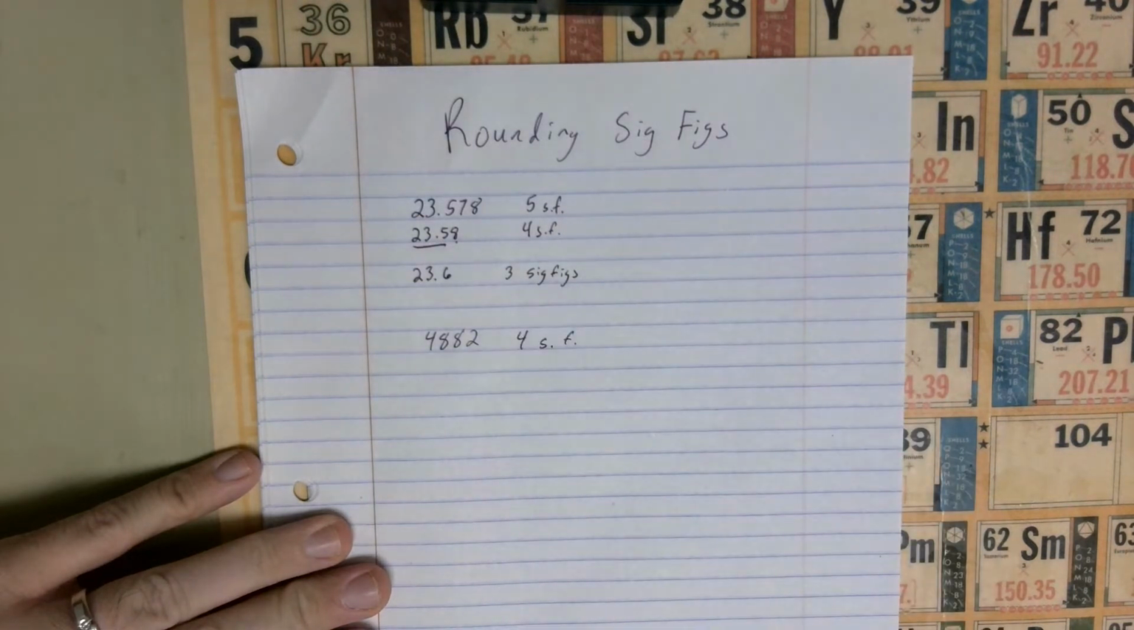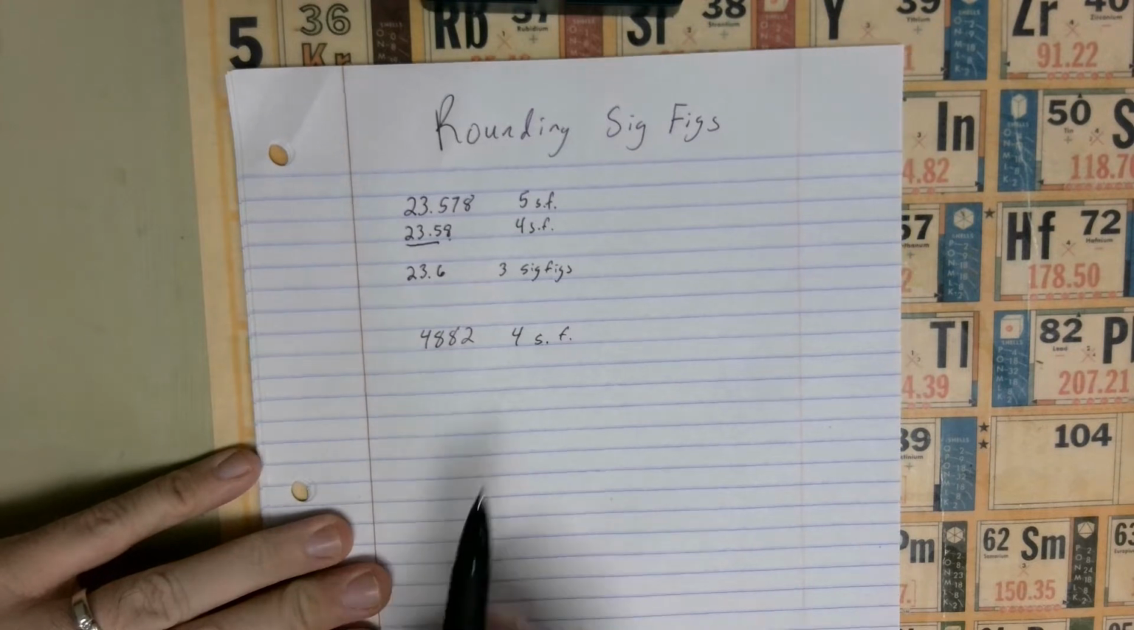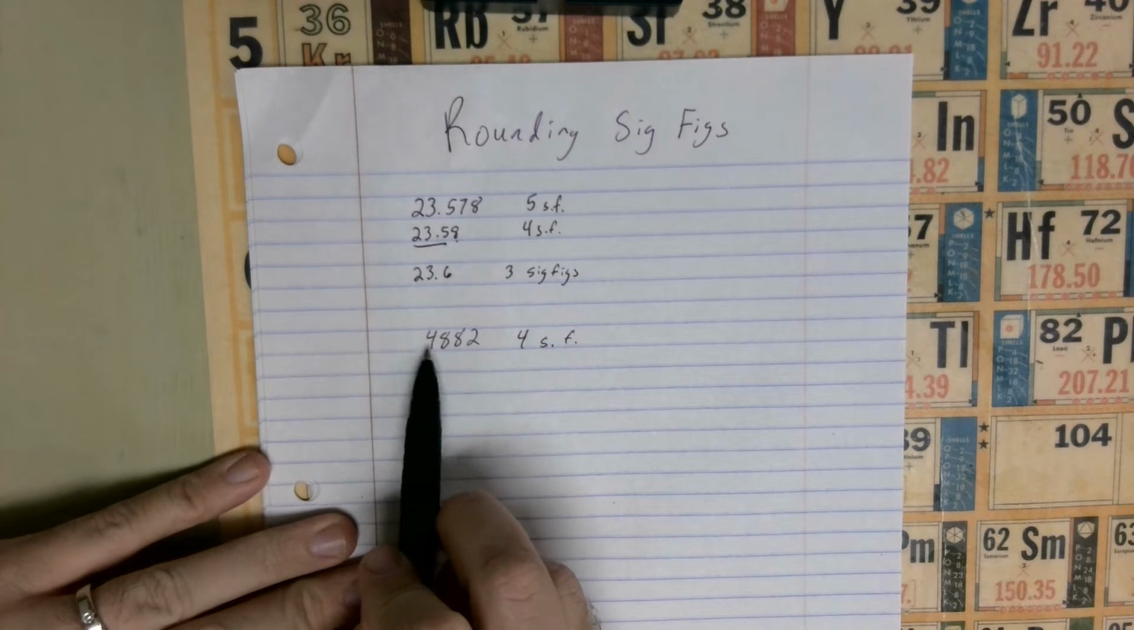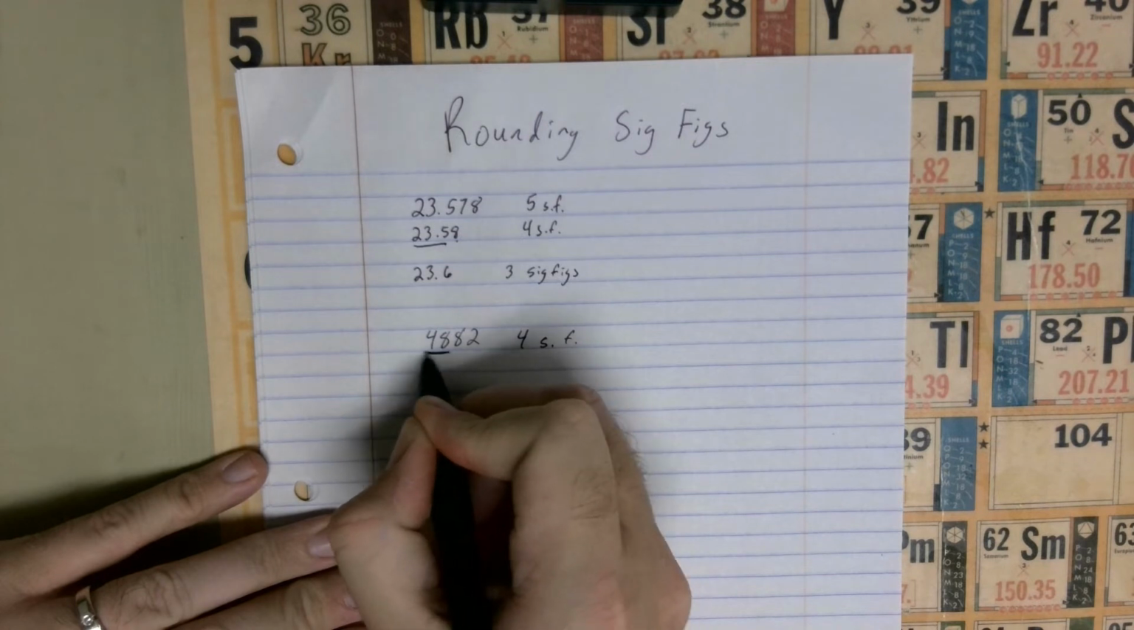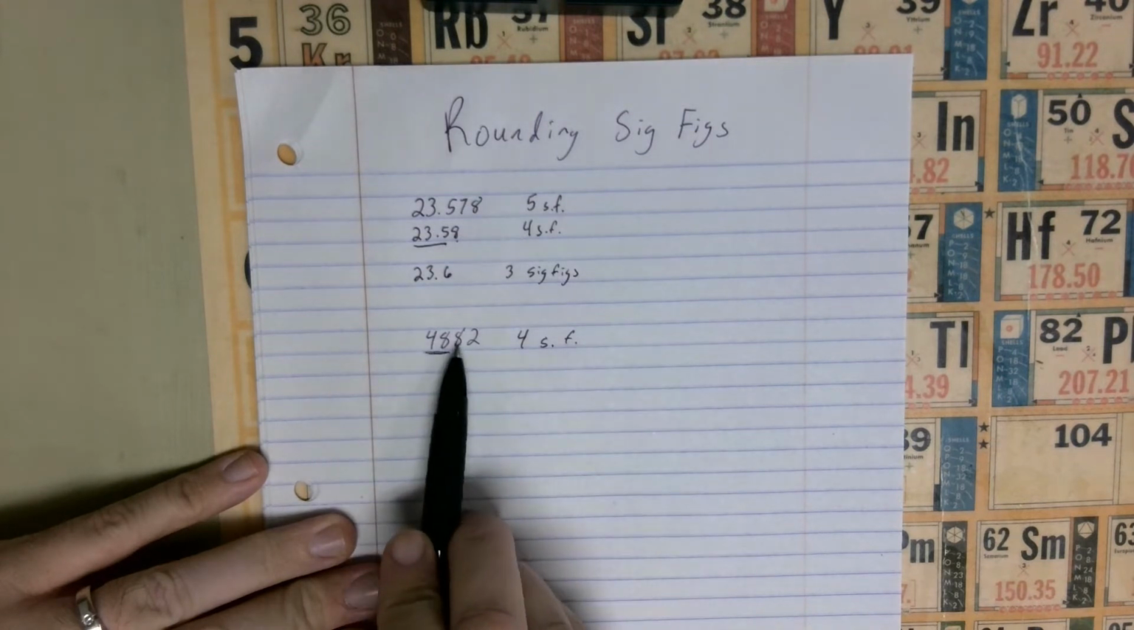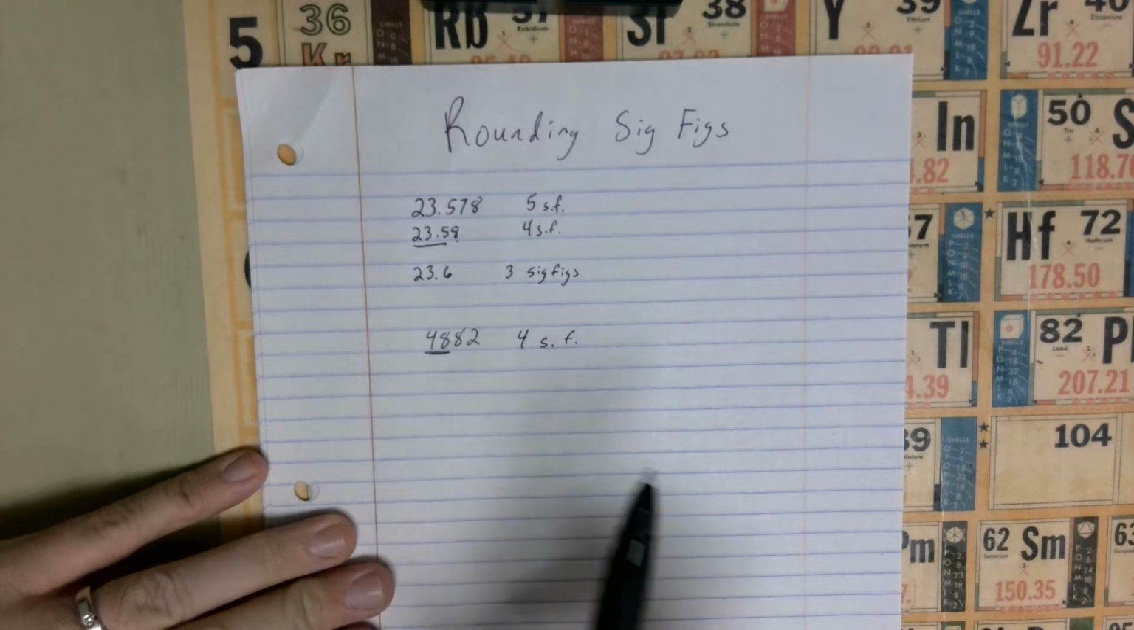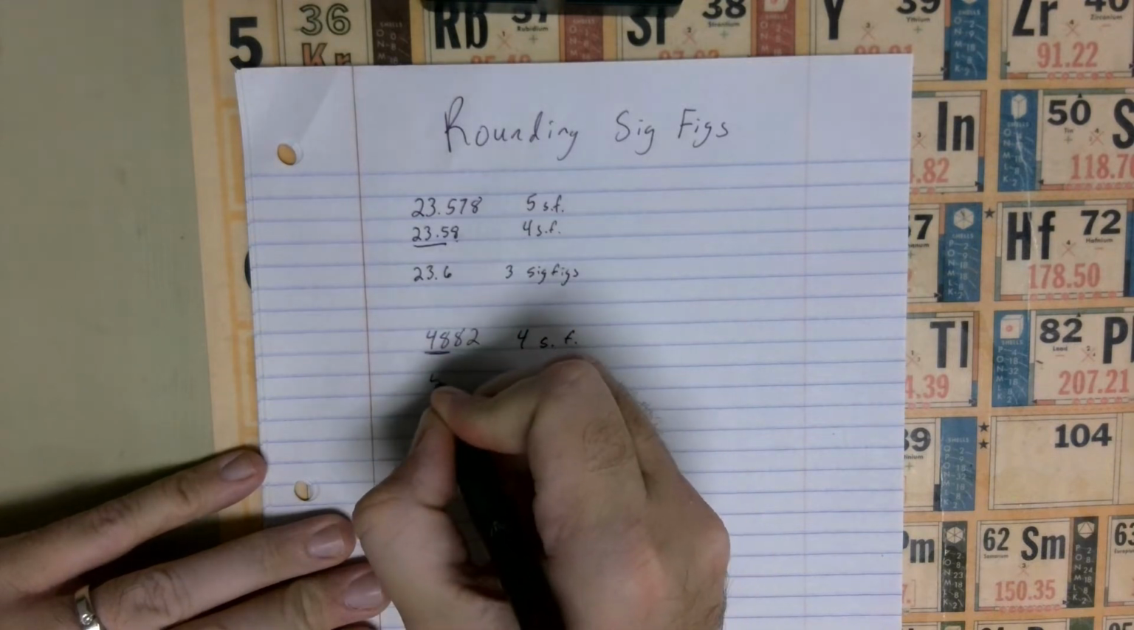If I want to round that to, let's say, 2 sig figs, well, my first 2 significant figures are the 4 and the 8. So those are my first 2 significant figures. Then I look at the number behind that, which is the 8. What does that 8 do to this 8? Round it up. So I'd put 49.